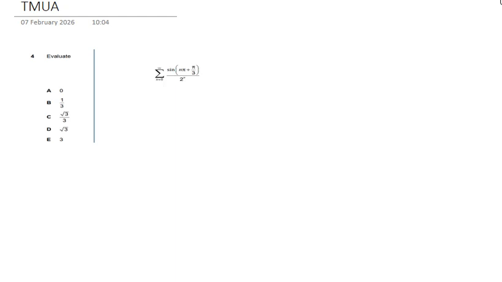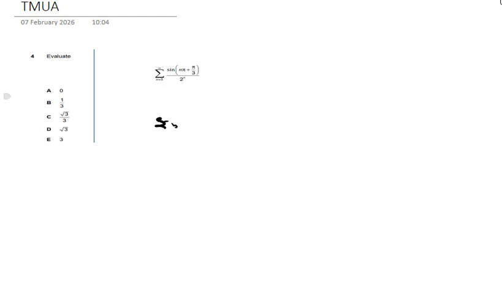Now first understand the structure. Let's observe it very carefully. We have an infinite sum, a sine function sine(n pi plus theta) and a denominator 2 to the power n. In TMUA, the first question you should ask is, can I simplify the trigonometric part? Because if the sine simplifies into something involving minus 1 whole to the power n, the whole expression may become a geometric series. So recall the identity.